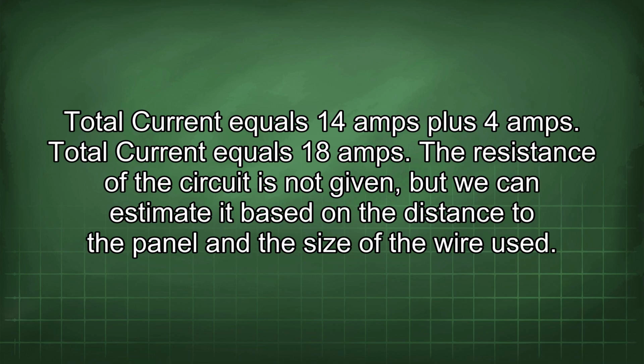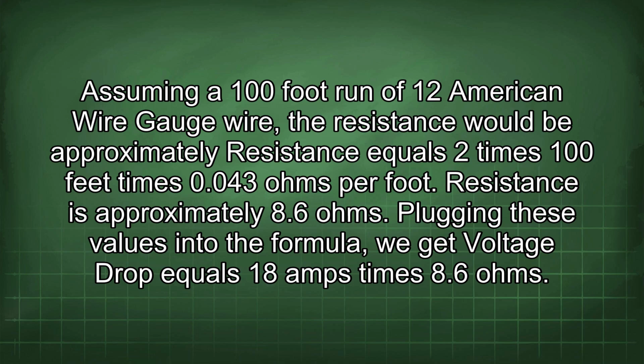The resistance of the circuit is not given, but we can estimate it based on the distance to the panel and the size of the wire used. Assuming a 100-foot run of 12 American wire gauge wire, the resistance would be approximately resistance equals 2 times 100 feet times 0.43 ohms per foot. Resistance is approximately 8.6 ohms.